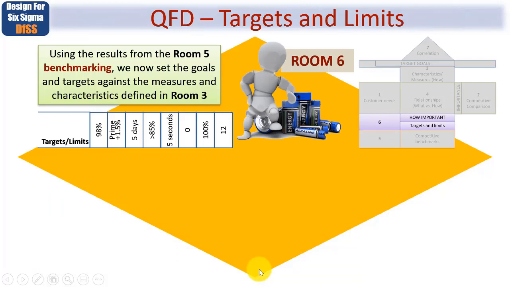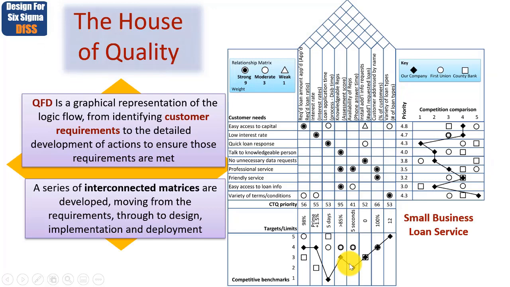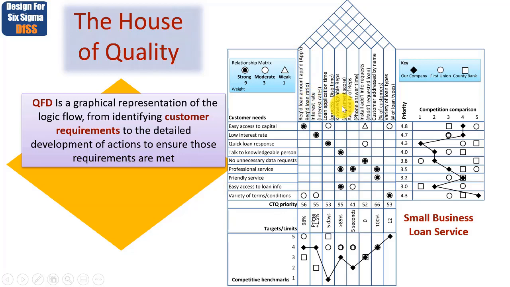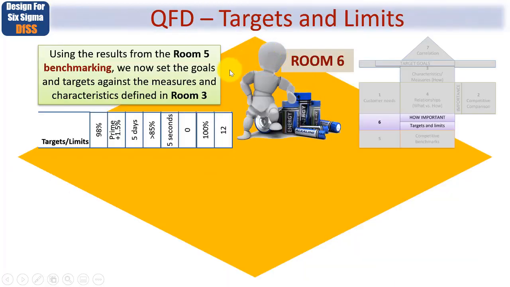We can now move into Room 6. And here we're using the results from the previous slide from Room 5 benchmarking. We can now set the goals and targets against the measures and characteristics defined in Room 3. So here we are down here in Room 6. Let me again give you a quick flash of the original diagram so you can get a sense of where these numbers came from. So here are your competitive benchmarks, which you looked at in the previous module, and here are your targets and limits. You can see that each one of these columns relates to each one of these targets and goals from Room 3. So now we're applying those targets and limits in Room 6.